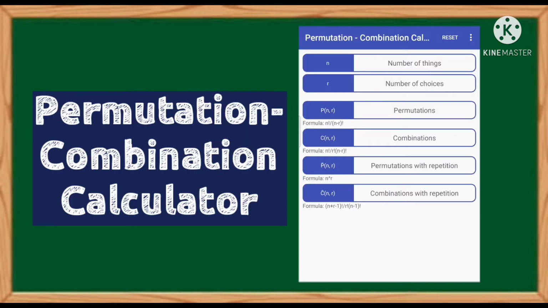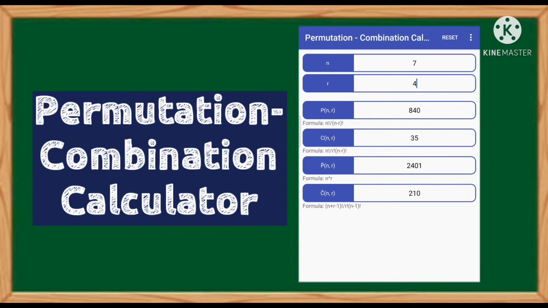Now, let's have our second software application. Here in the Permutation Combination Calculator, all we need to do is just input the values of n and r. Then automatically we will have the answer. So let's now input the value of n, which is 7, and the value of r, which is 4.